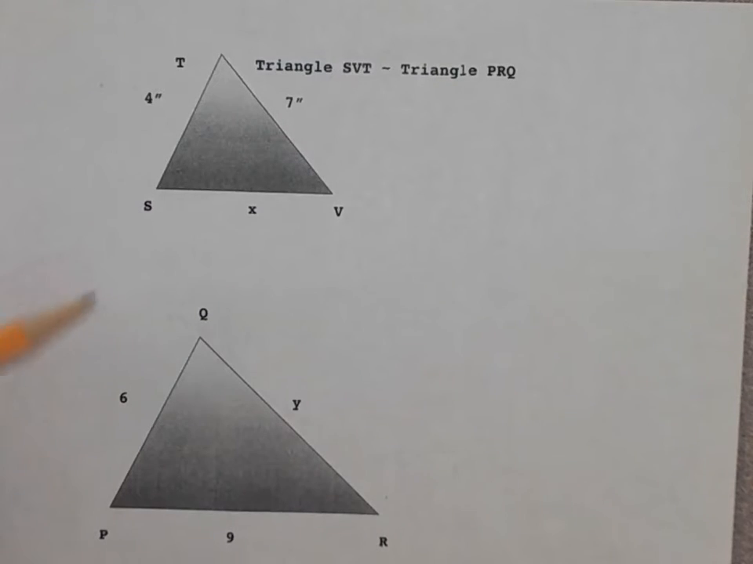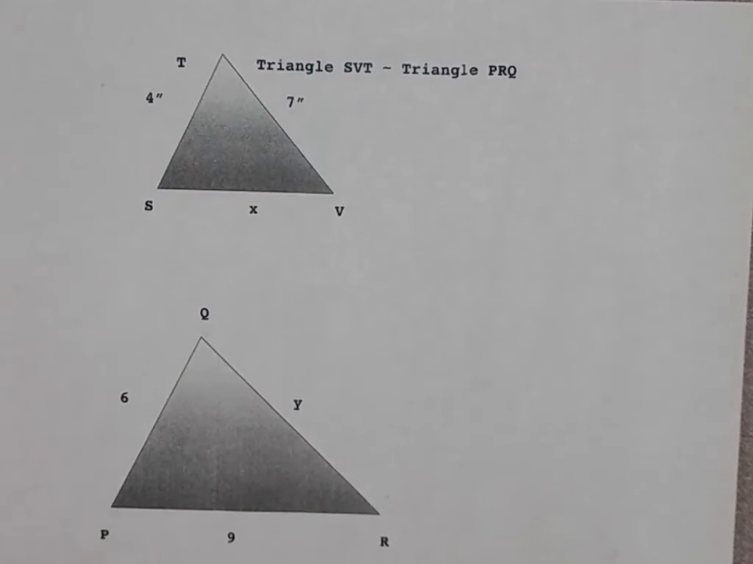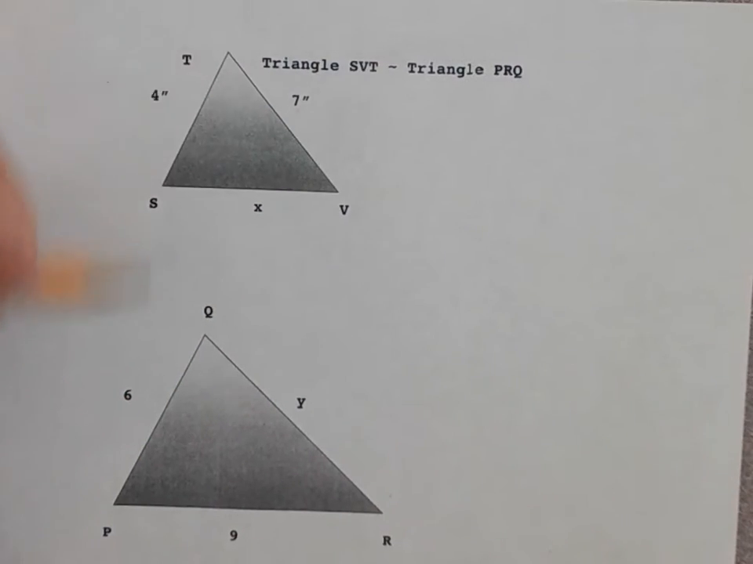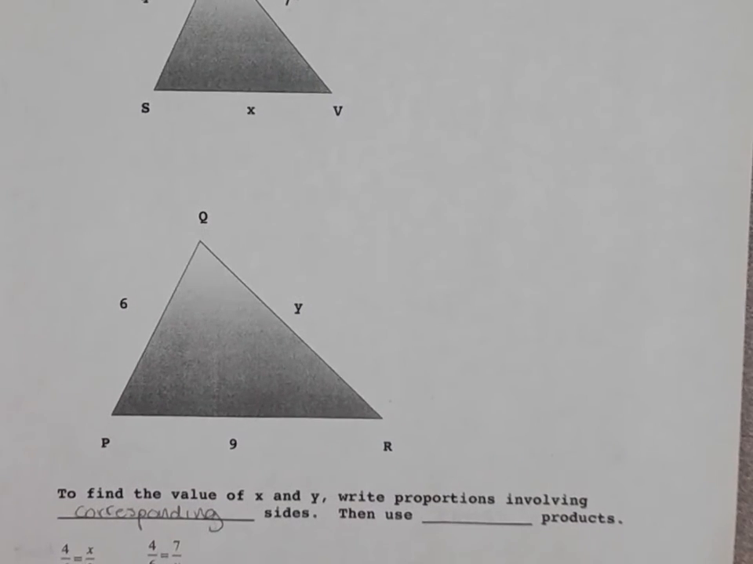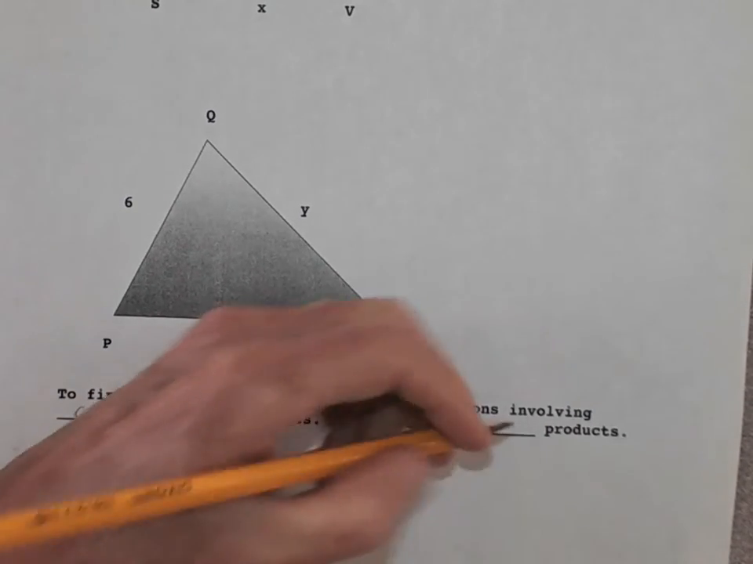So if we want to find the value of x right here and the value of y, we have to write proportions involving the corresponding sides. So corresponding means if I slide this on here and I blow it up, this side is going to match up with this side, this side is going to match up with this side, and these 2 sides are going to match up. So like I said, to find the value of x and y, we're going to write proportions involving the corresponding sides. So then we're going to use the cross products.